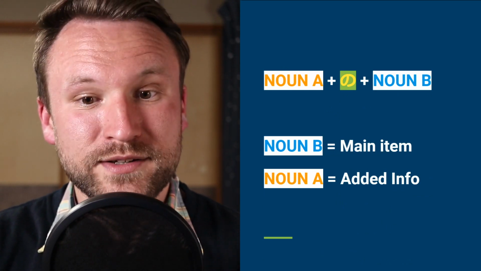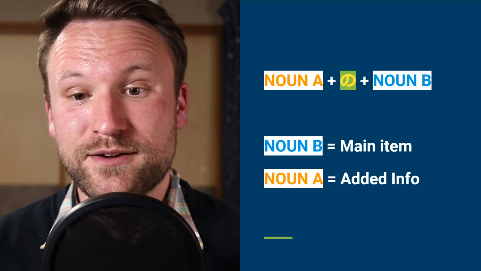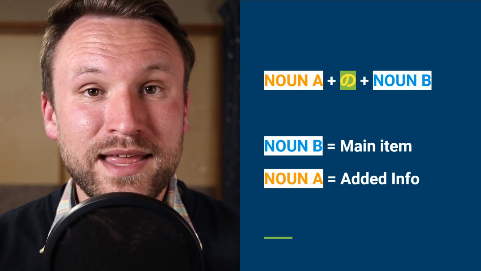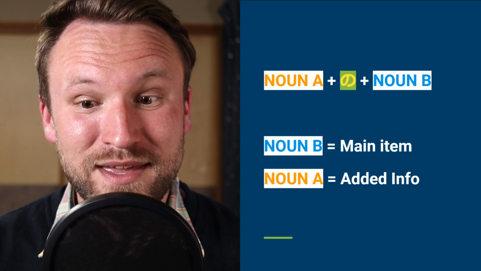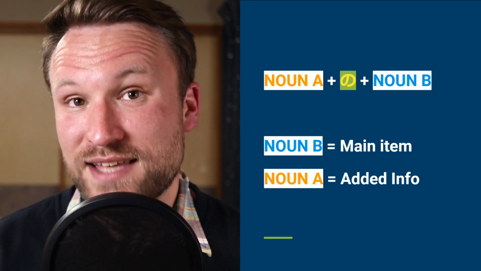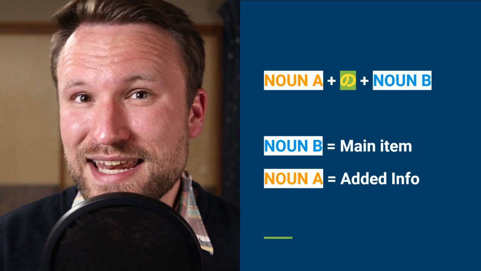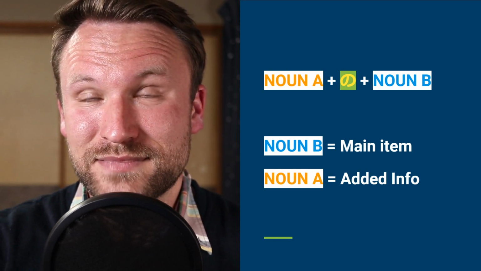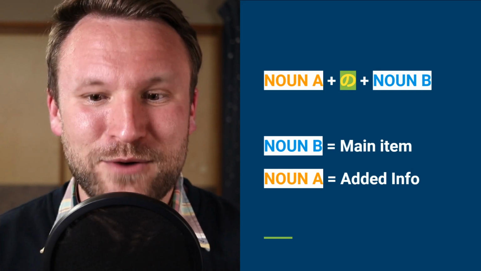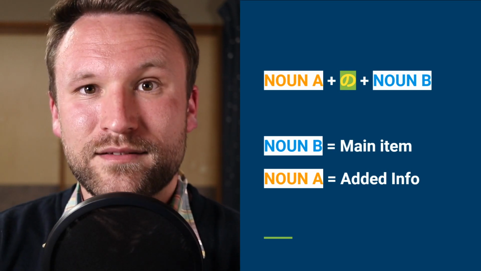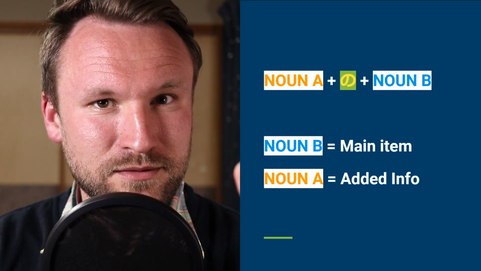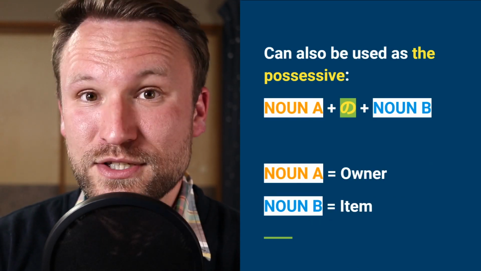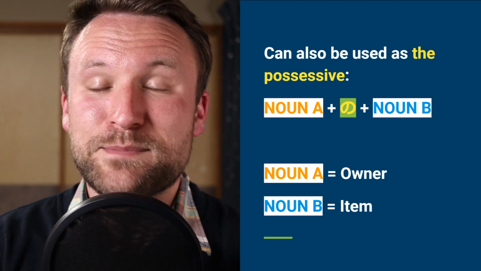So this is how it works. First we have noun A, the first noun, followed by no, and then noun B. Now, the second noun, noun B, is actually the main item in the sentence. Noun A is any added information or anything we want to expound upon B, like anything we want to say extra about B, right? So that's the formula. It's a little weird looking at it right now. I'll explain it with sentences in a few minutes, but it can also be used as the possessive.